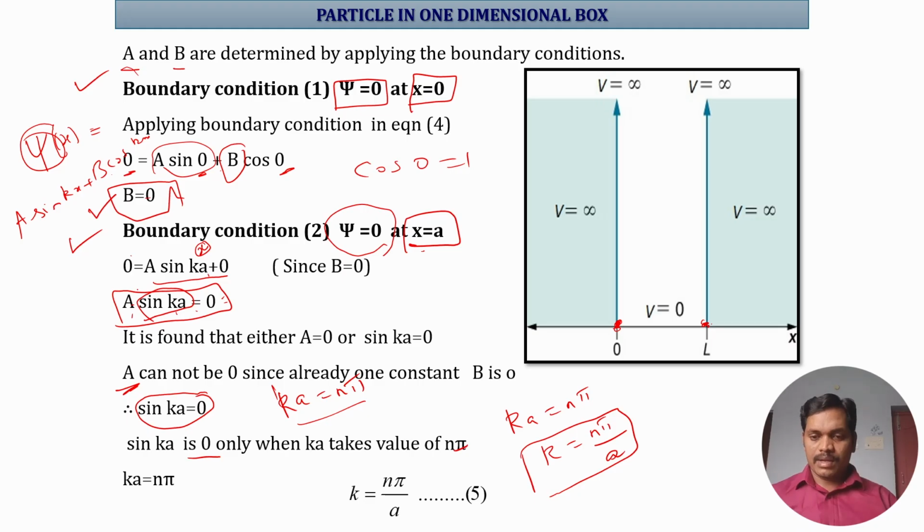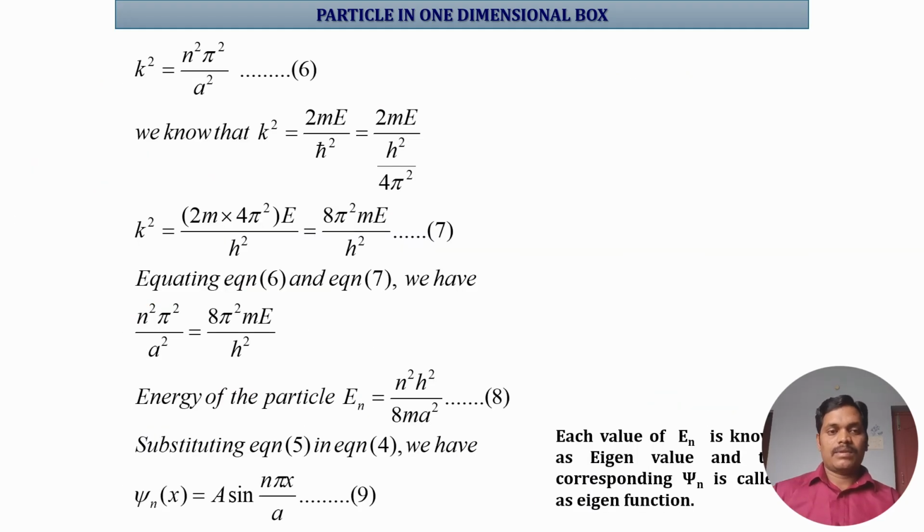Squaring on both the sides, we can get k square is equal to n square pi square by a square. That we can obtain. Since we already have one constant, k square equal to 2mE by h cross square, which we have already obtained. So k square equal to 2mE by h cross square, in equation 2 itself we have obtained.